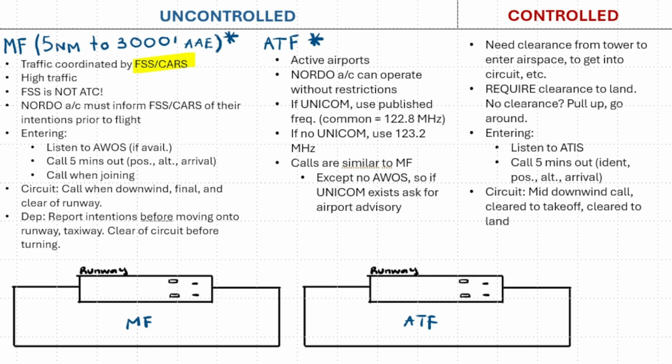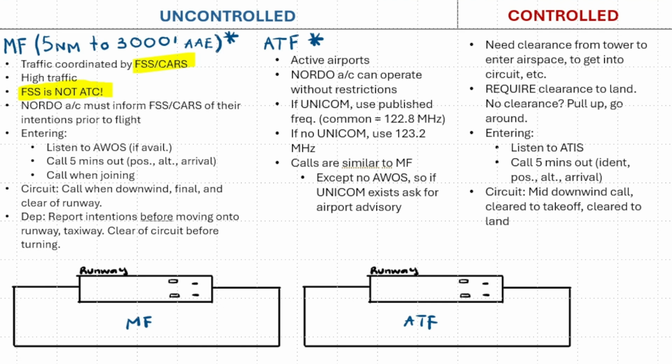There may also be an instrument approach at the airport, and an MF can be designated at an airport that's controlled during other times of the day, but when the tower isn't in operation, it turns into an MF. It's really important to remember that when we're talking to FSS, FSS is not ATC, okay? They don't give clearances, but they do give instructions and traffic advisories to help keep things organized.